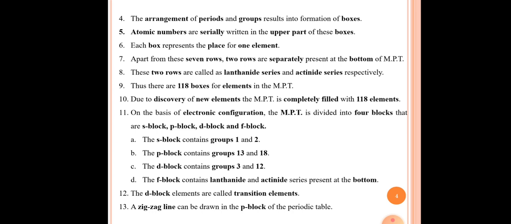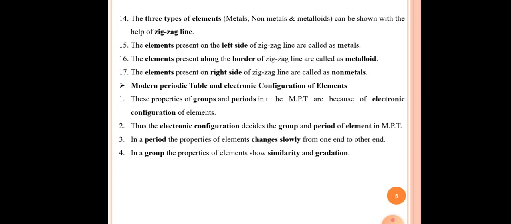The 12th point here is, the D block elements are called transition elements. Okay, the elements present in the D block are also called transition elements. The 13th point here is, a zigzag line can be drawn in the P block of the modern periodic table. Okay, in the modern periodic table, a zigzag line can be drawn in the P block elements.